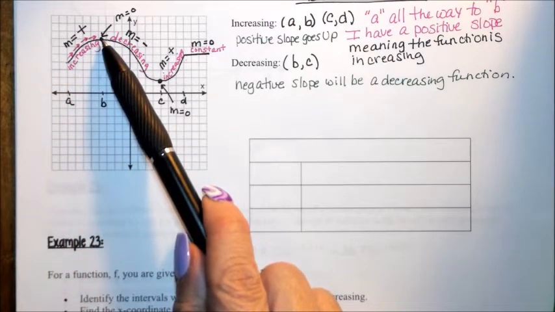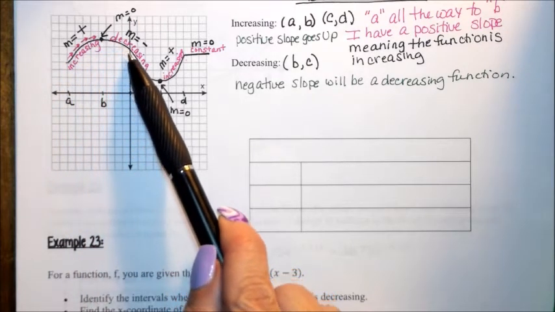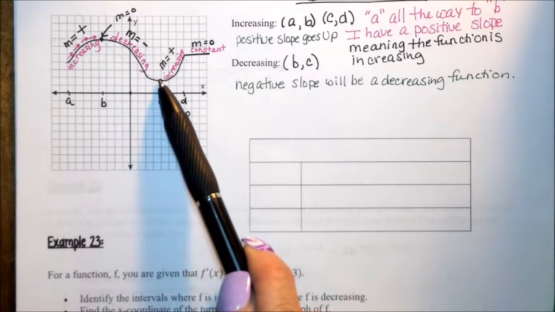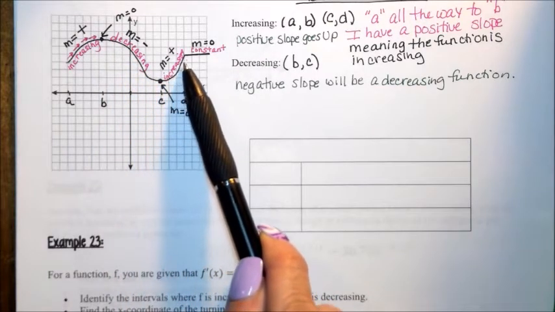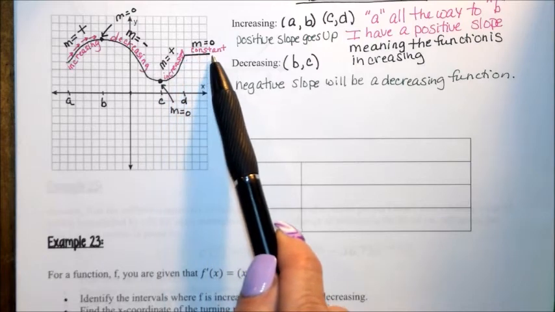Right here it would equal 0. Then it would be less than 0. And then it would be 0. And then it would be more than 0. And then it would equal 0.